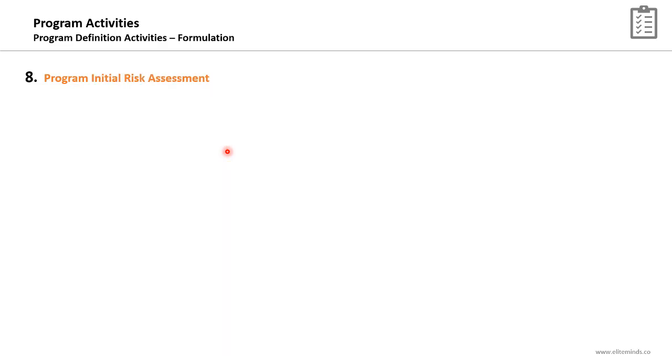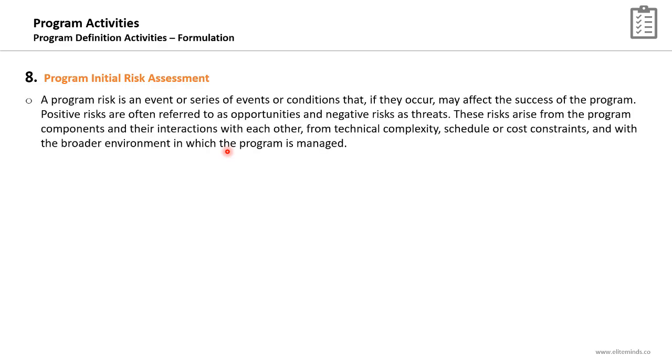Supporting activity number 8 is the program initial risk assessment. A program risk is an event or series of events or conditions that, if they occur, may affect the success of the program. So this is the definition of a risk. It might be a negative event as a threat or a positive event as an opportunity. Positive risks are often referred to as opportunities and negative risks as threats.